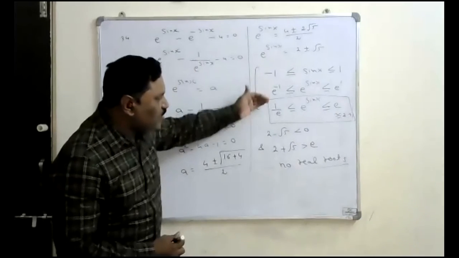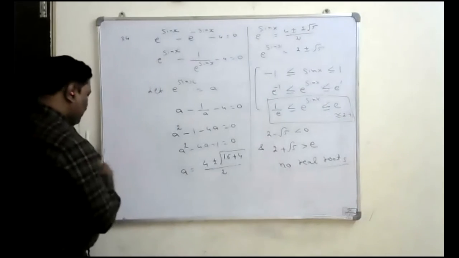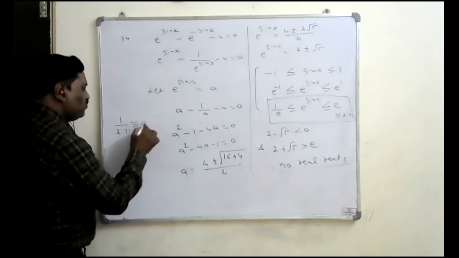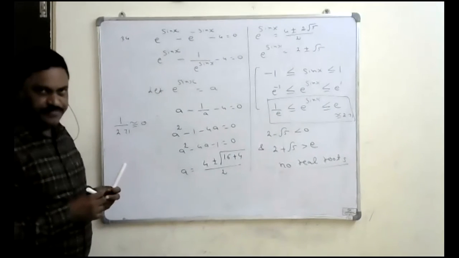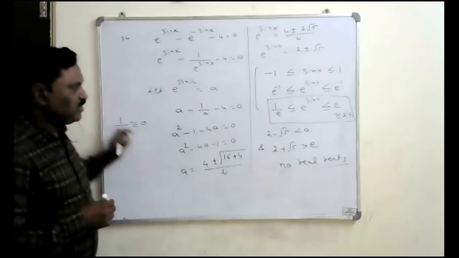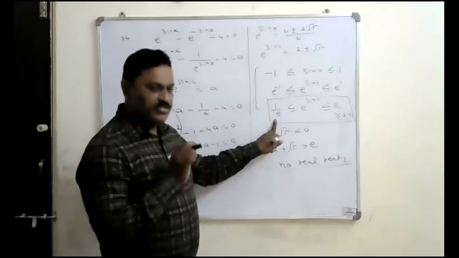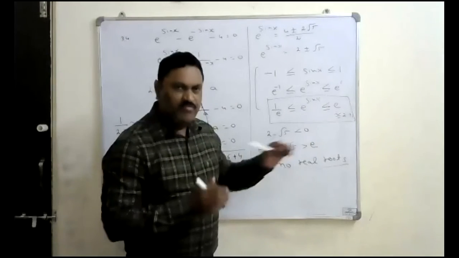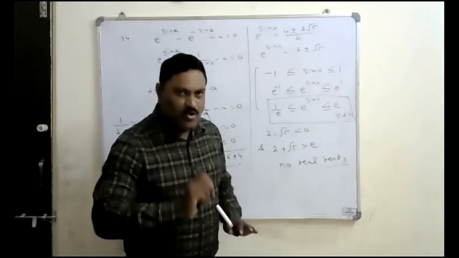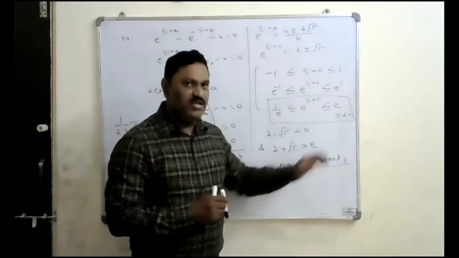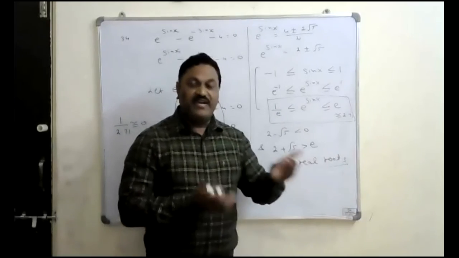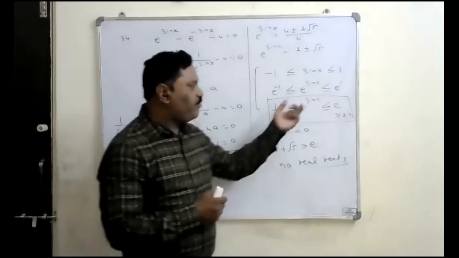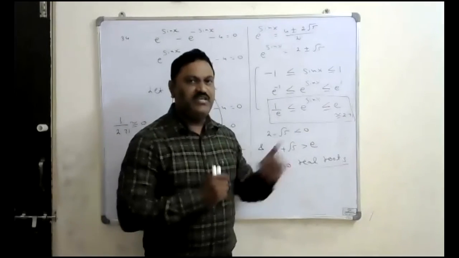e power -1 means it is 1 by e. So 1 by e, with e being 2.71, is approximately 0 point something, which is of course a positive value. So 1 by e is positive, and e is also positive. That means e power sin x, for any value of x, is going to lie between 1 by e and e only. It never gives more than e and it never gives less than 1 by e. That's why whatever value we get for e power sin x should lie between 1 by e and e only.